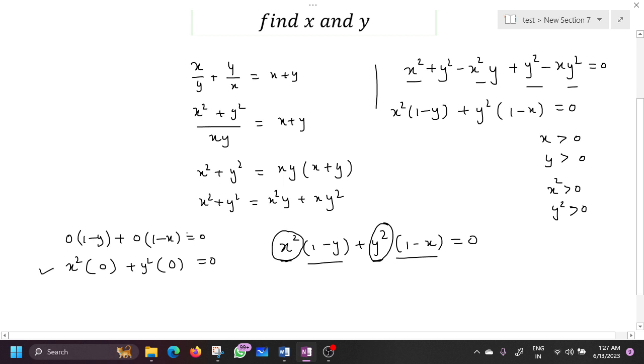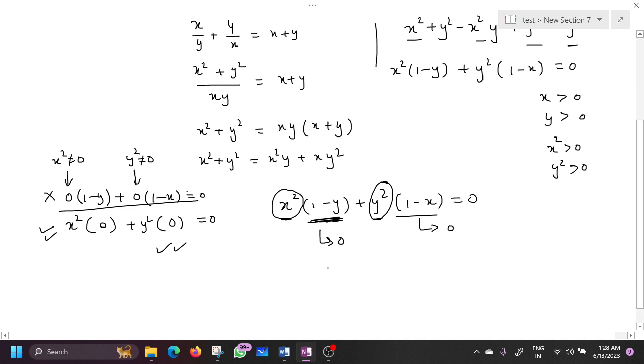I think the second case is valid, because the first case cannot hold. Why? Because x square and y square are not zeros. x square is not equal to 0 and y square is not equal to 0. So only this case will hold. So it means that the first bracket is 0 and the second bracket is 0. This gives us the value of x and y equal to 1 and 1. This is the only possible solution for x and y being positive integers.